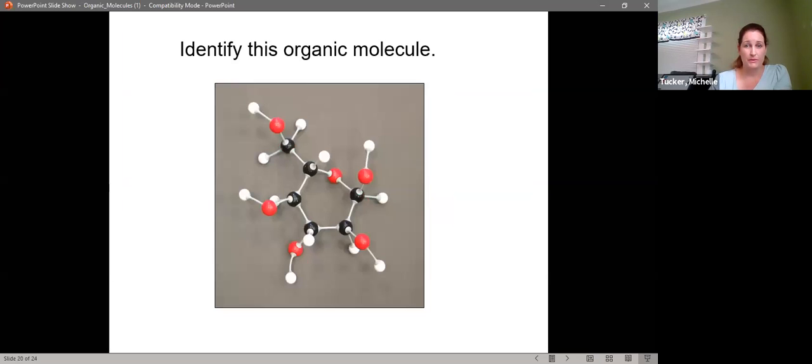Okay. Oh, so this one we just went over. So identify this organic molecule. C6H12O6, also known as glucose. Yep.